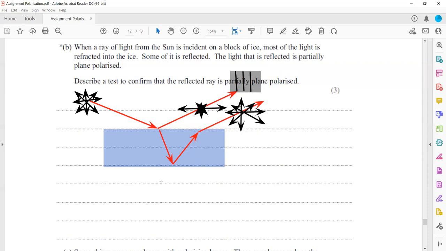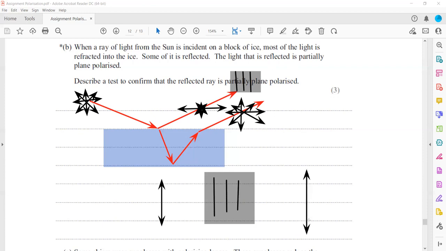light which is having only one component of vibration, so what will happen if the polarizing filter is parallel to the plane of the polarized light? Then we'll be able to observe the light. But when the polarizing filter's plane is perpendicular, then there will be no light.